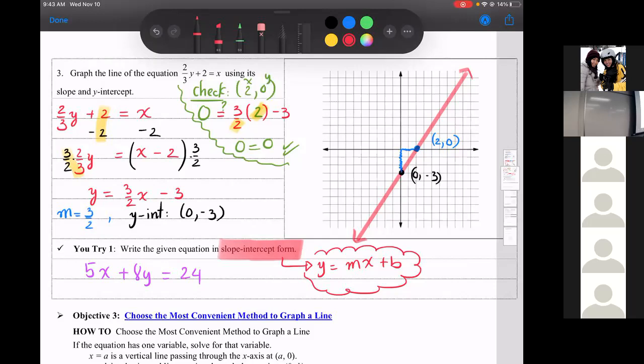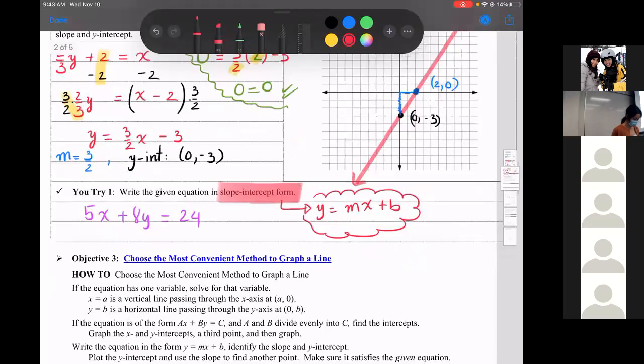You're doing it like this. So if you want to get y by itself, you gotta get rid of this first. So you just minus 5. Yeah, minus 5. You did it right. Okay, all right.